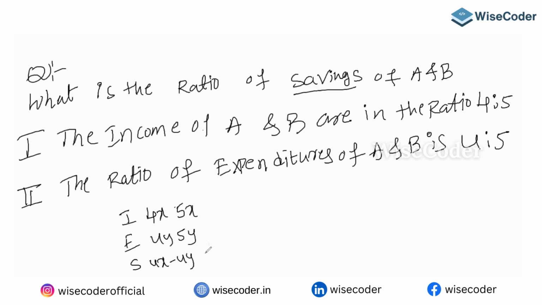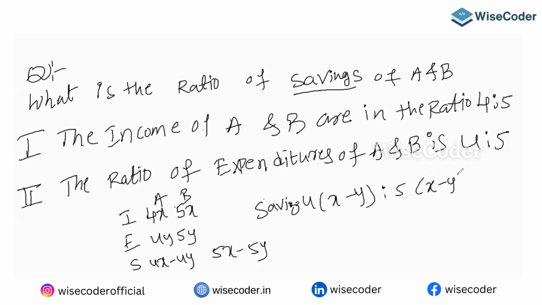Let's say A and B. So B is 5x minus 5y. If I take 4 common here, it is 4 of x minus y, and 5 of x minus y. This is the savings ratio. I can cancel x minus y, x minus y. Then the ratio is 4:5.